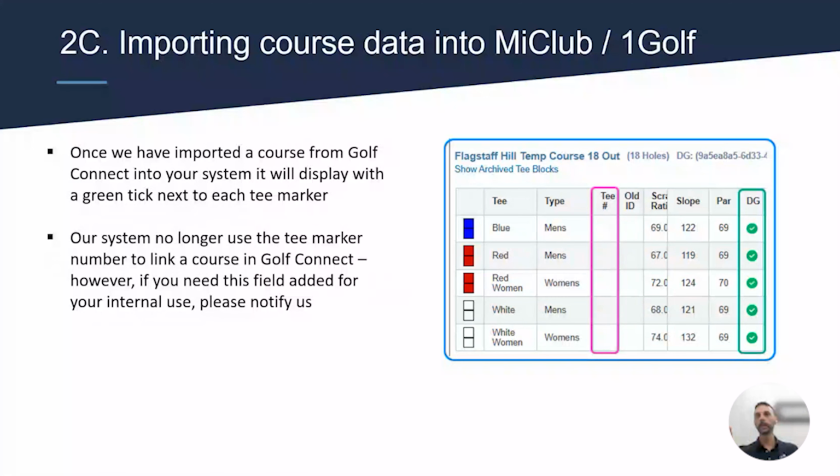Once the course has been imported, you will see here that there's a column called DG, and you want to have green ticks in all of those T markers. That just means that the course is correctly linked to Golf Connect and that you can handicap a comp played on that course. Now, the T marker field is what we used to use previously to link up a course to Golf Connect. In the new system, we're not using it. We're connecting the course in the back end of the system. But if you'd like to have the T marker number there so that you can reference it internally, just make sure you mention that to us when we're doing the import, and we can manually add it for you.